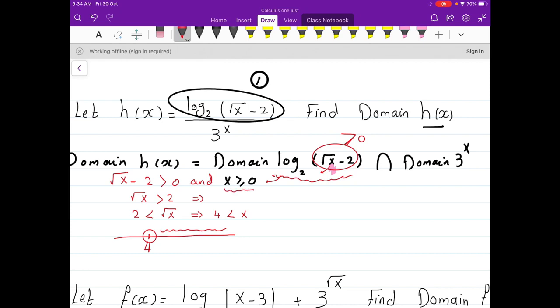Why this condition? Since we have the square root of x. So the intersection gives 4 to infinity. So the domain for this function is 4 to infinity, open. Intersection: what is the domain for 3 to the power x? It is the domain for the exponent. So the domain for this function is 4 to infinity.